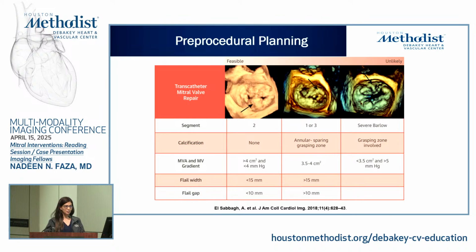But this brings up an important point to consider, which is that your gradient is driven by the area and the flow. So oftentimes you could have a borderline or high gradient with an okay area, and when you actually reduce your mitral regurgitation severity, your gradient will drop. So that's why it's important to take the gradient into consideration as you're looking at your area. So it's both the area and the gradient, as flow can increase your gradient.